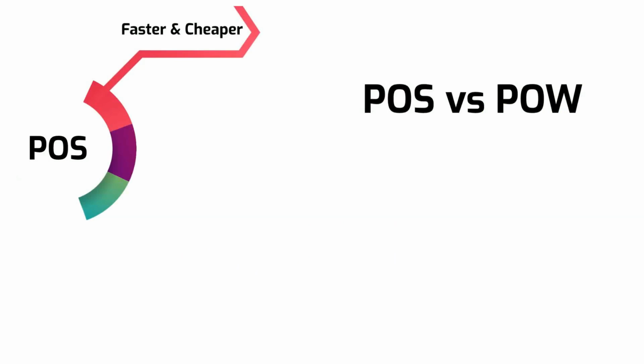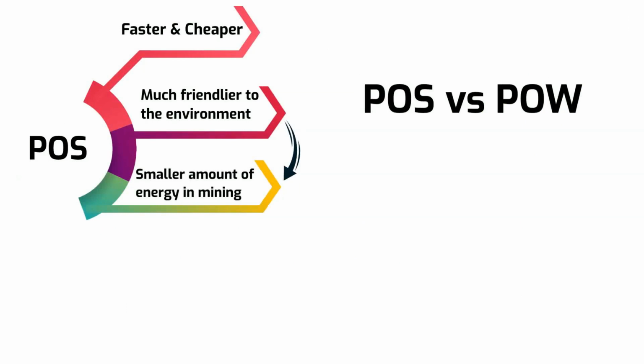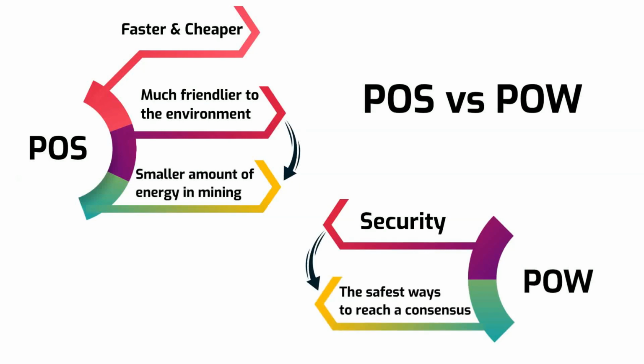On one hand, cryptocurrencies that use proof-of-stake tend to be faster and cheaper to use than their proof-of-work counterparts. In addition, they are much friendlier to the environment as they consume a much smaller amount of energy than cryptocurrency mining, which is extremely energy-intensive. On the other hand, the main advantage of proof of work is security. It's one of the safest ways to reach a consensus. While there are concerns about the long-term security and viability of various proof-of-stake designs, as existing proof-of-stake cryptocurrencies gain value and prominence, their security models will come under more and more pressure.